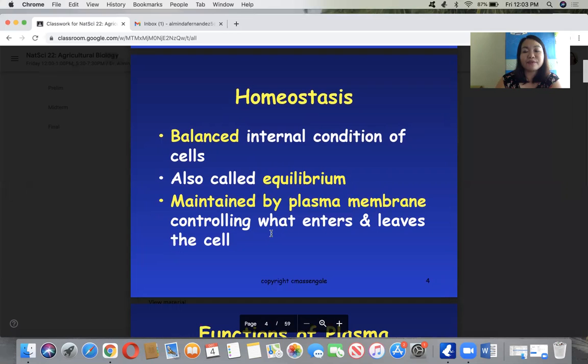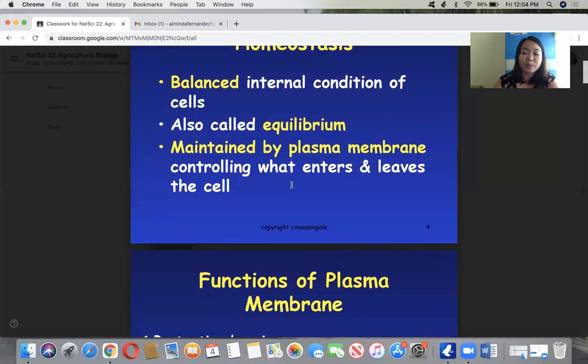A very important concept that we have been mentioning since the beginning is called homeostasis, a balanced internal condition of cells. It's also called equilibrium or balance, and it's maintained by the plasma membrane, controlling what enters and leaves the cell. So balance, or homeostasis, is the plasma membrane's main function.